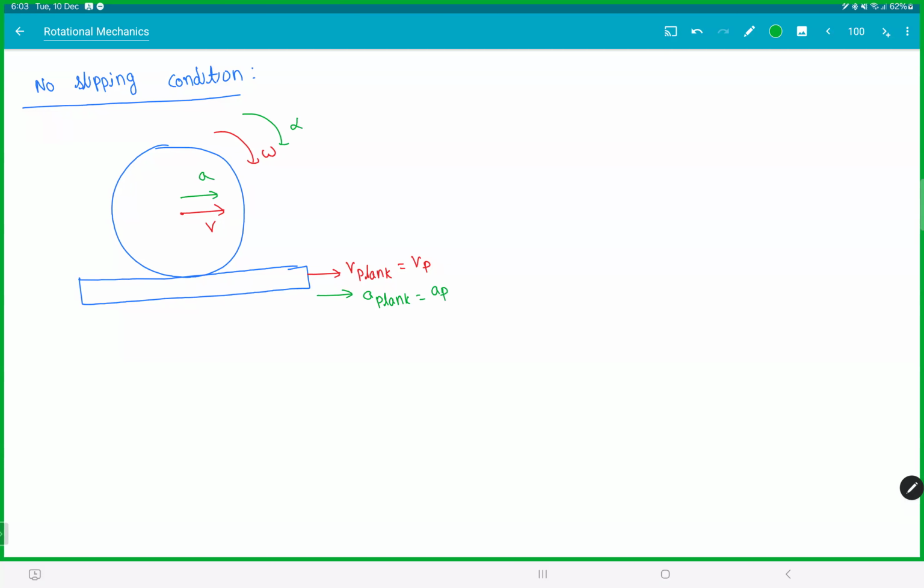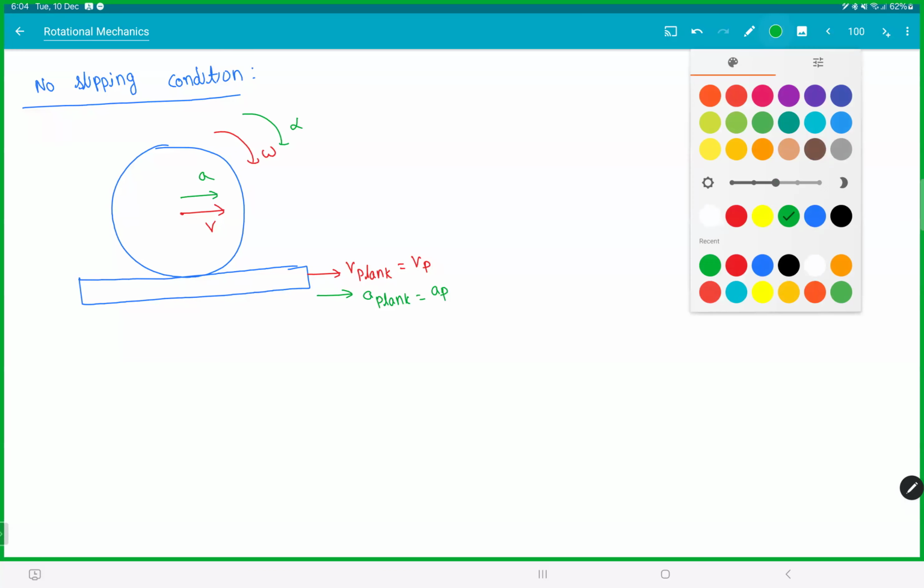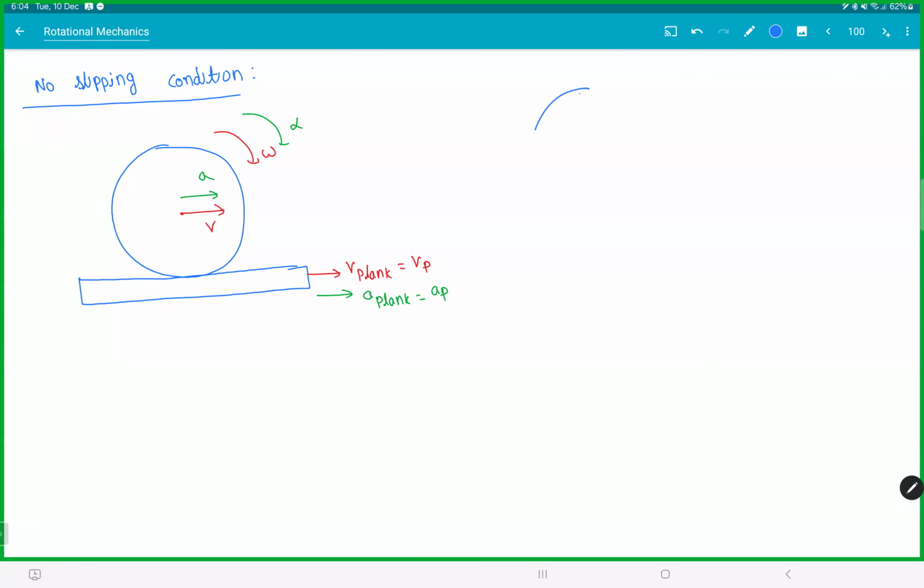Now, if someone asks you what is the no slipping condition, this is the idea. At the point of contact, they have the same velocity. So at the point of contact, this point A and B are touching each other. Because of rotation, this will have speed V forward. This will have r omega backward because of rotation, and this point will have speed Vp.